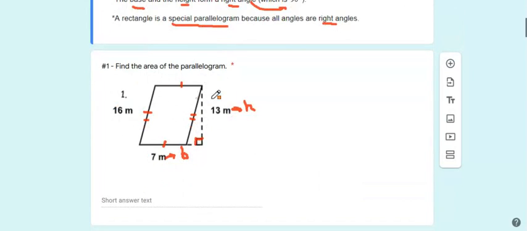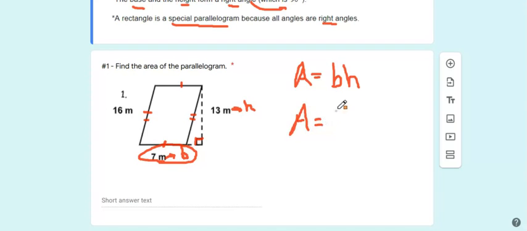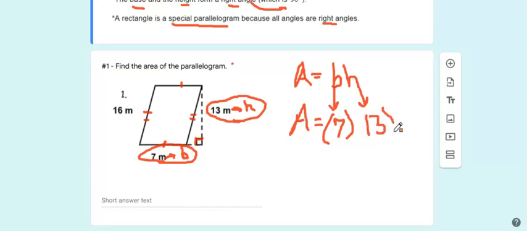Okay, so I see a parallelogram. I'm going to write down the area formula to find the area of a parallelogram. So A equals BH. Okay, I'm going to plug in my values. Area equals, here's B, base is 7, so I just put a 7 where the B is. Then I'll plug in H. Here's H, the height of the parallelogram, which is 13. As you can see, I'm putting these numbers in parentheses so that I will know to multiply 7 times 13.